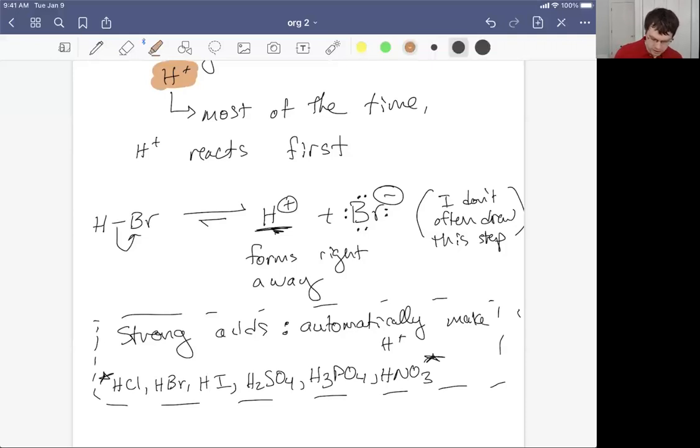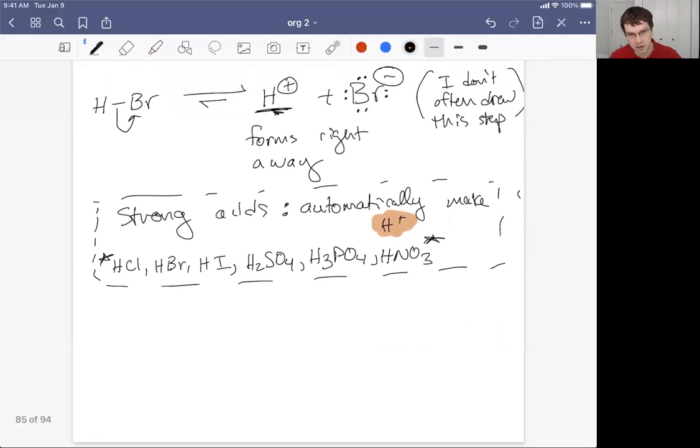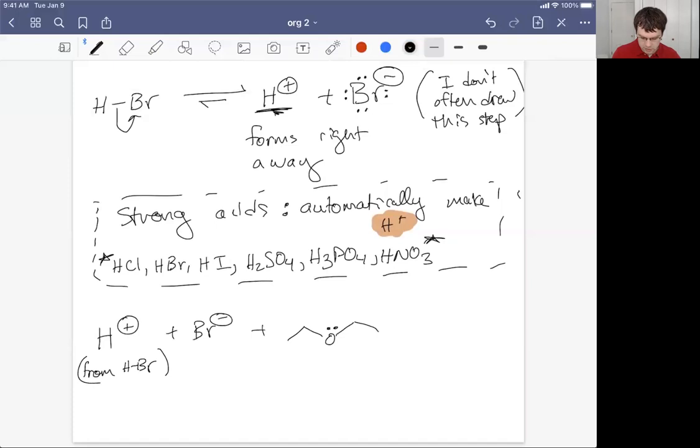You've automatically got H+ in your mechanism. And H+, that's a really good hint because H+ reacts first. So I often don't draw the very first step where the H+ dissociates from the bromine, but instead I'm going to start the reaction and say I've got H+, and this is from HBr. I've got Br-. Br- isn't going to do anything in this first step. And then I've got my ether. Now the H+ is desperate for an electron from somewhere, okay? It just gave its electrons to Br-, so getting those back would just be a reversible step.